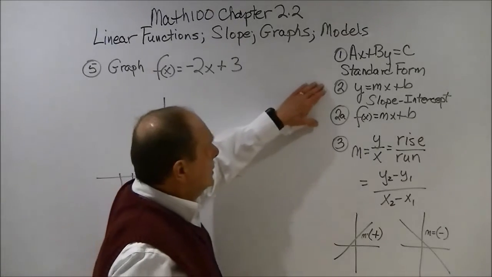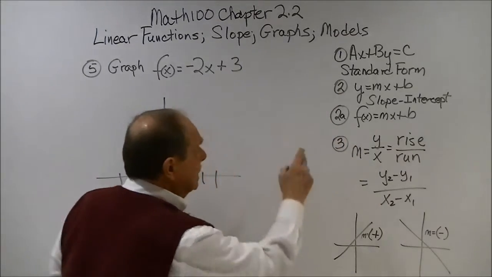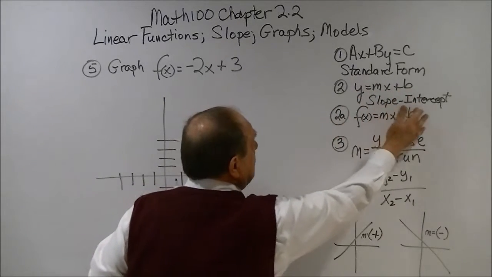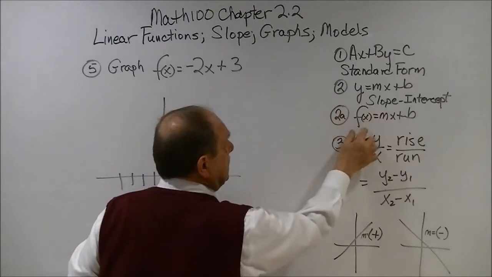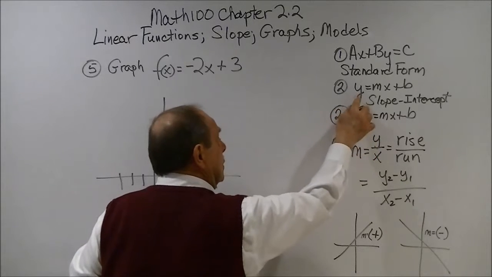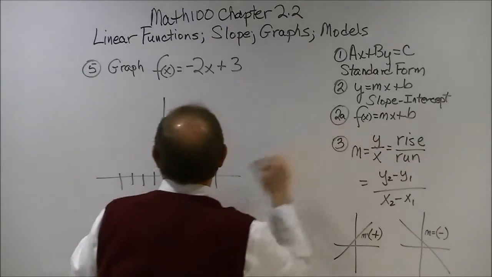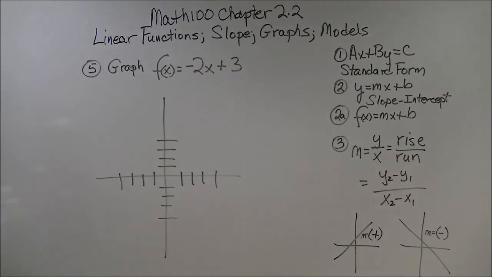So I have here a 2 and a 2a. The reason being that here is the traditional y equals mx plus b, the slope-intercept form. And when you replace the function notation with the letter y, or y is replaced with the function notation, it then puts it in a linear function, so to speak.